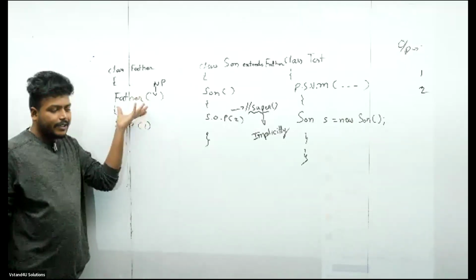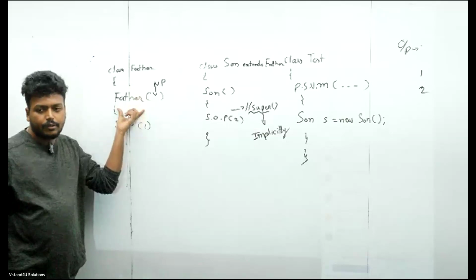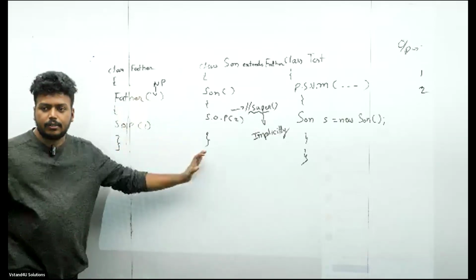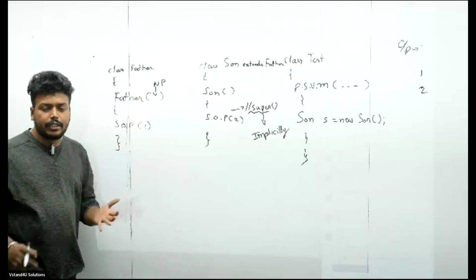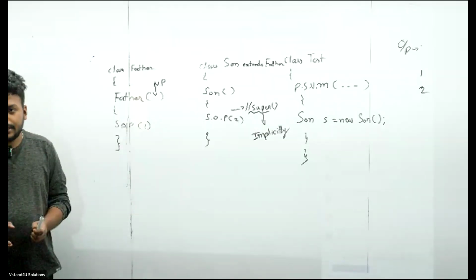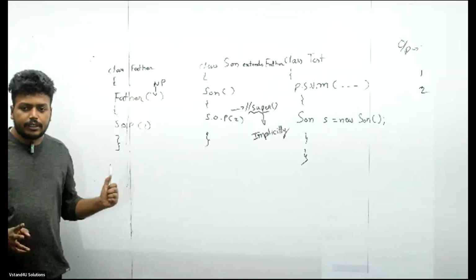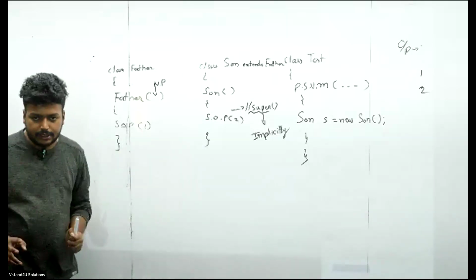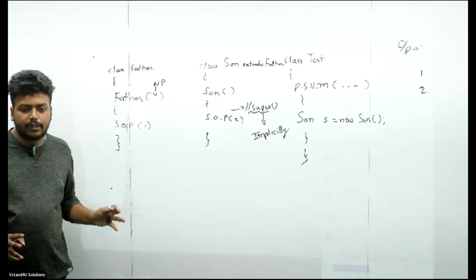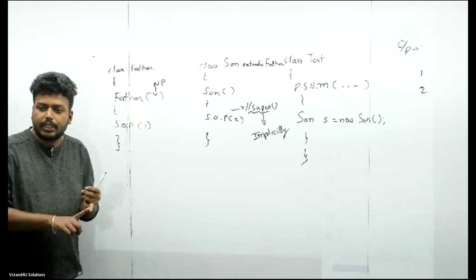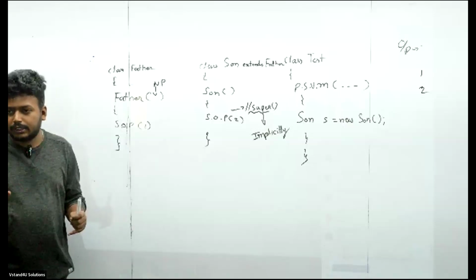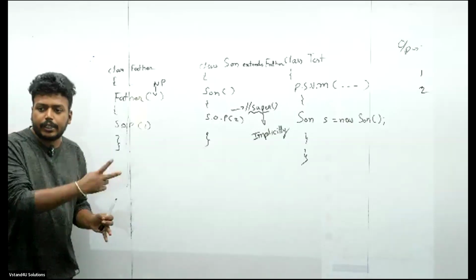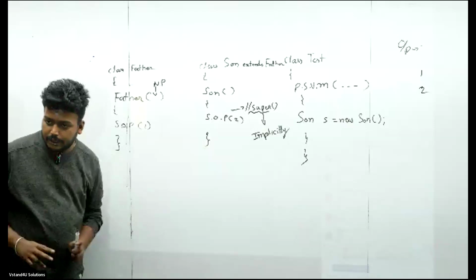See, now Father is a super class and Son is a child class. What did I say in constructor chaining? Constructor chaining should call one class to another class constructor. Constructor chaining means calling one class to another class. If it is the same class, I have to make use of this statement. If it is two different classes, I have to make use of the super statement.